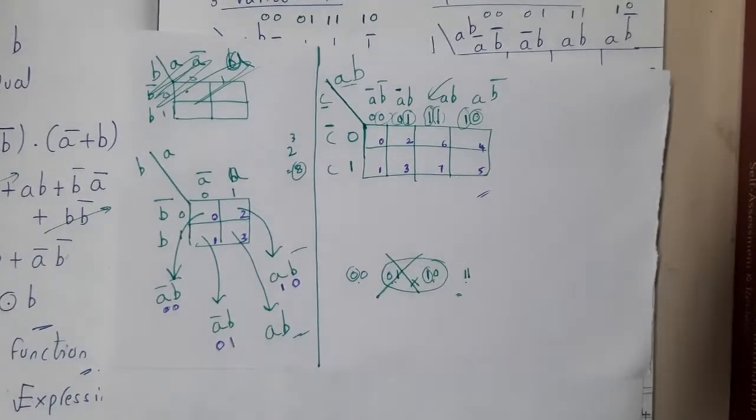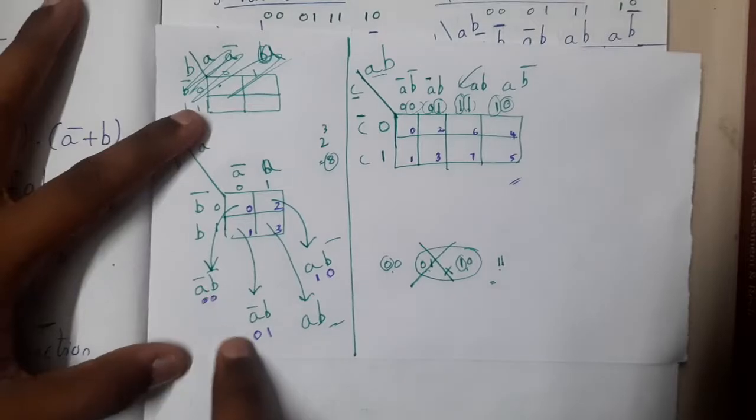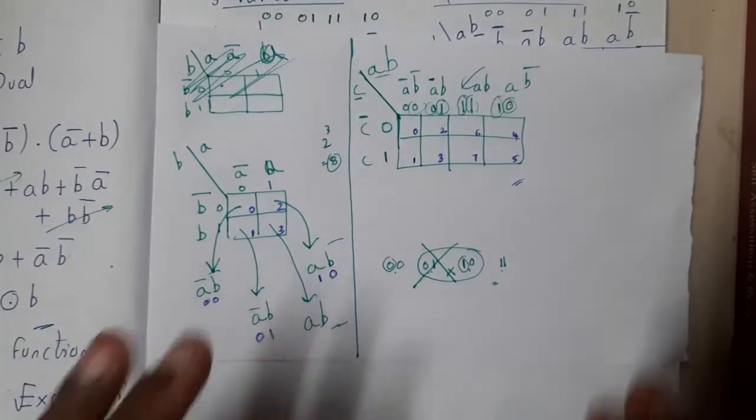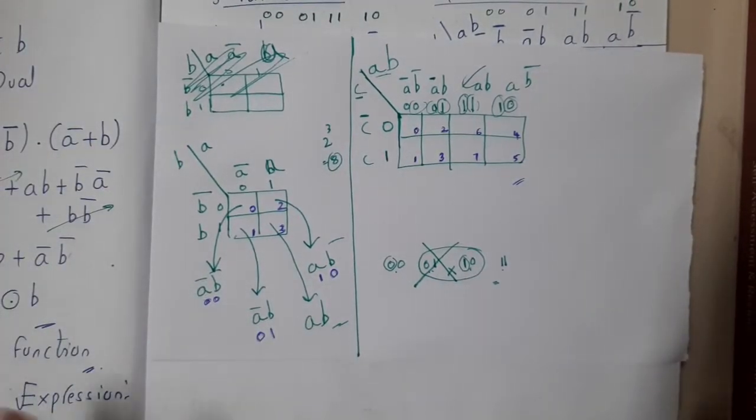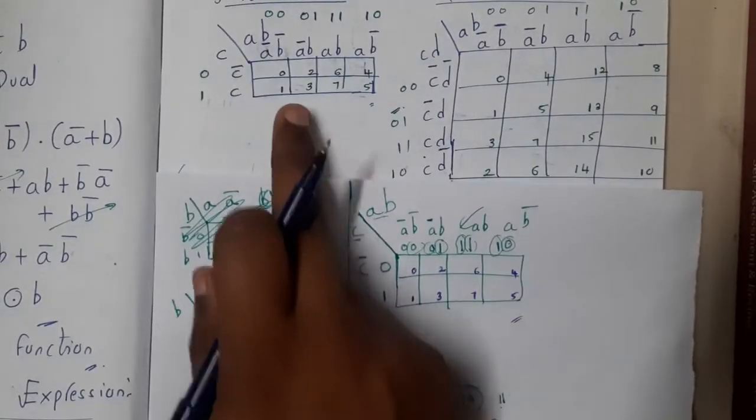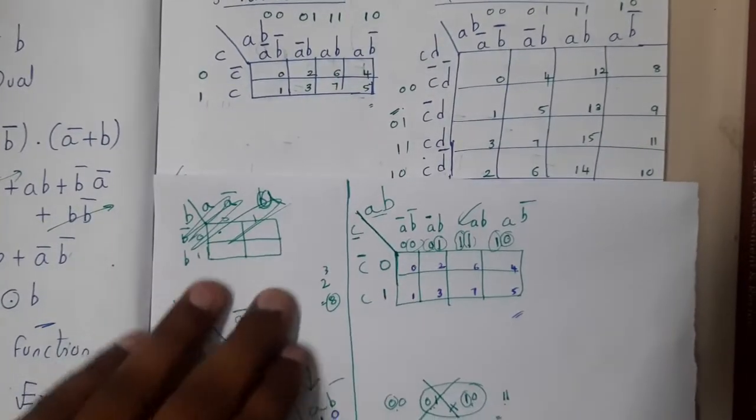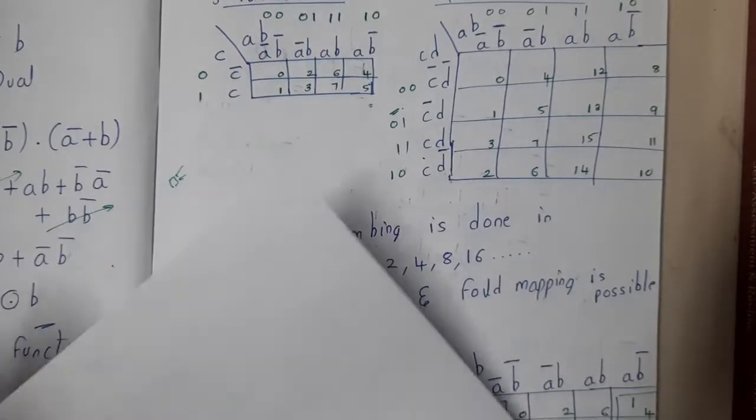Guys, if you are getting any kind of doubt, write down the variables, guys. How I wrote here, you write down there, you will be getting the same exact results. Got it? So this is the 3 variable Karnaugh map, guys. You can just compare. So now let us try for 4 variable, guys.